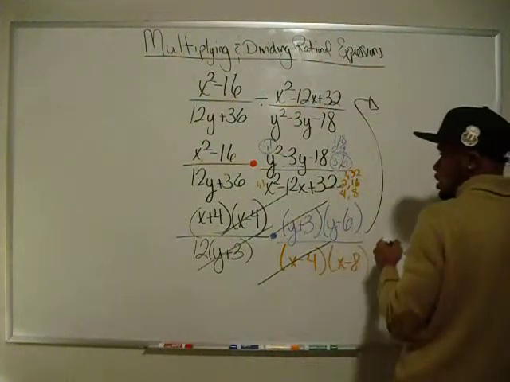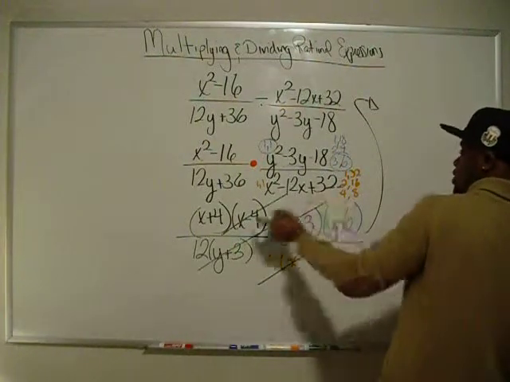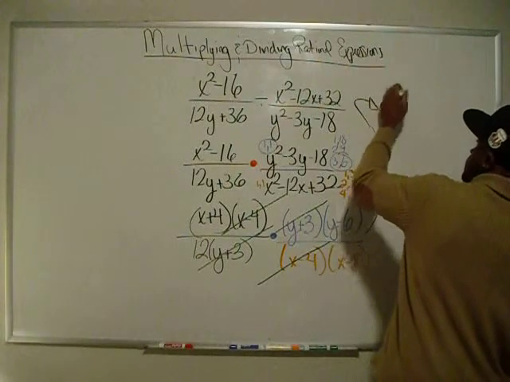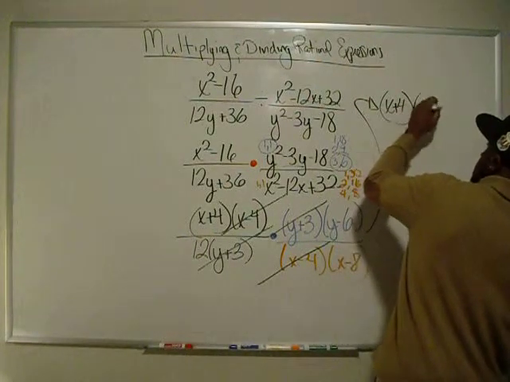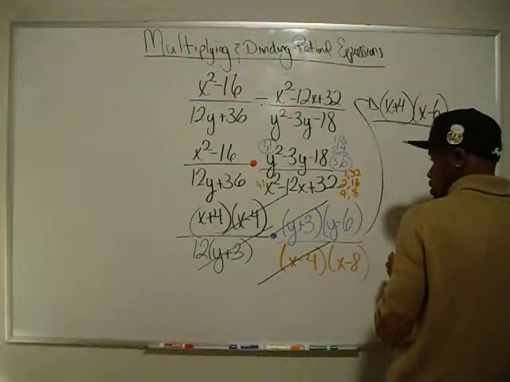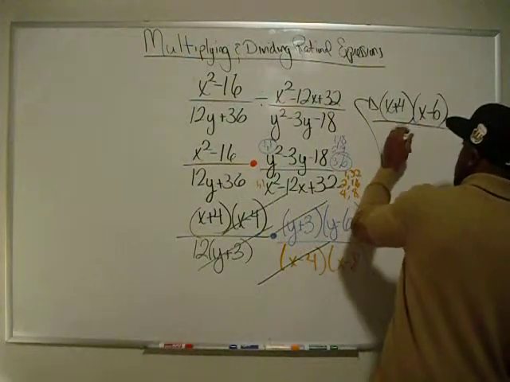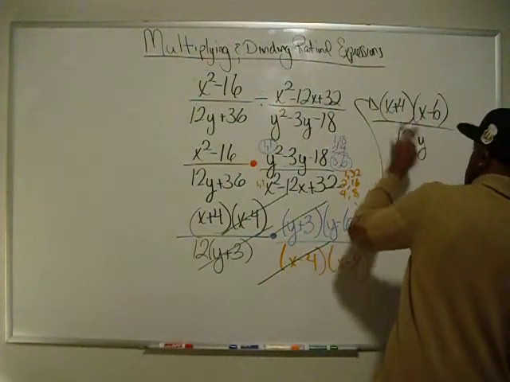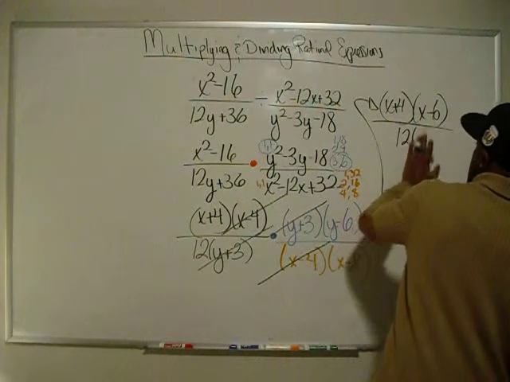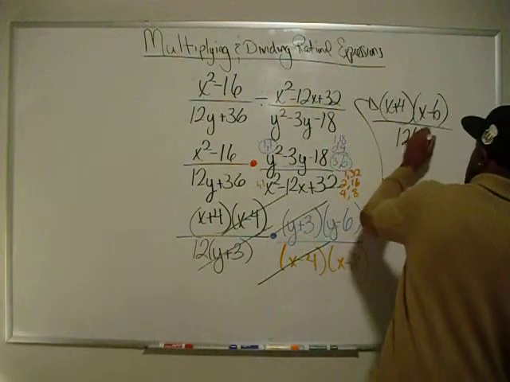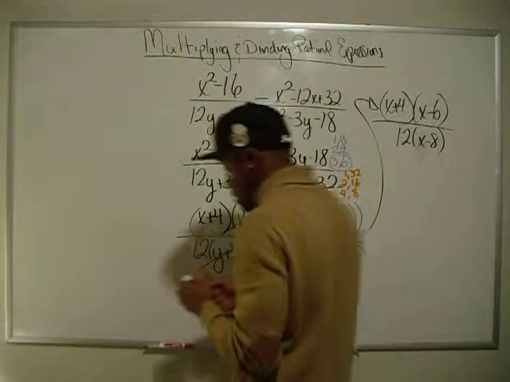Let's find our final answer, ladies and gentlemen. It's going to be x plus 4 times y minus 6 over 12 times x minus 8. And that's pretty much it.